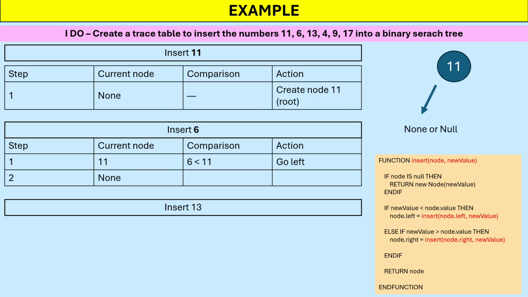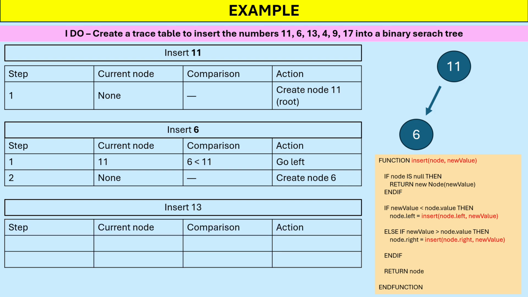If that happens, it means that we are creating, so we need to check if that's null or none. It means that it's empty. We can only insert if it's empty. So we will look at putting a new node 6 at the left side of our 11. So we would have 6 on the left side. Let's have a go at inserting the number 13.